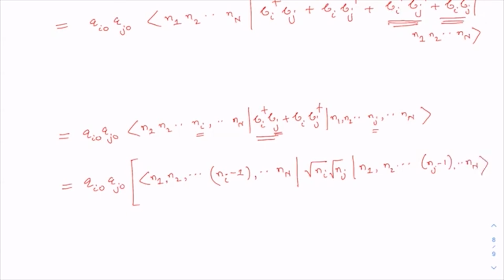So this is what you will get from the first term. Now let us consider this term, and in a similar way you will see that this would become n1, n2, and this ith operator bi, the annihilation operator, when it operates on this, you will get ni becoming ni plus 1, and you will have nn here, and this would become square root of ni plus 1.